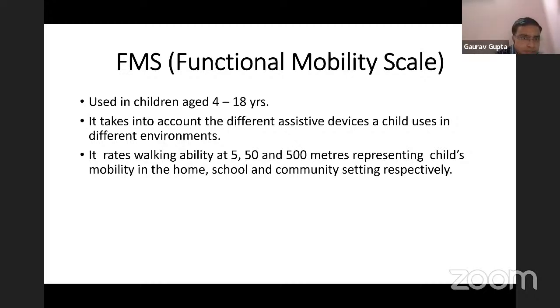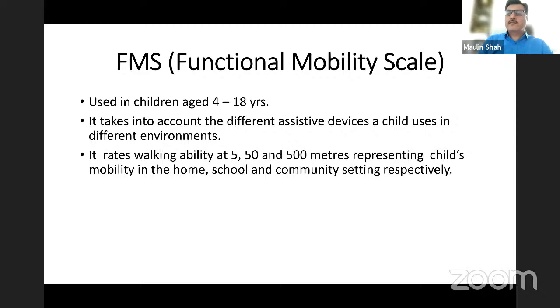GMFCS is very important in having a common language among different physicians and physiotherapists, so they can communicate well that we have a GMFCS 3 child. That helps in understanding the function. Another thing is, there are different treatment and management goals at different GMFCS levels. GMFCS 1, 2, 3 are ambulatory and 4 and 5 are non-ambulatory. So the management goals are different in ambulatory kids and non-ambulatory kids. In non-ambulatory kids, we are just trying to help the caregiver to manage them well, whereas in ambulatory kids, we can help in improving their ambulation and their function.